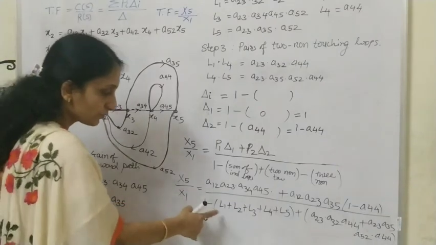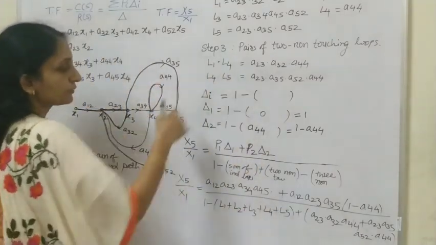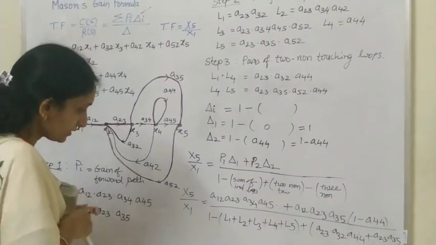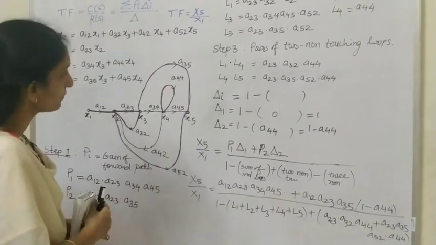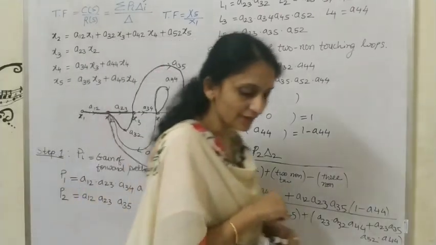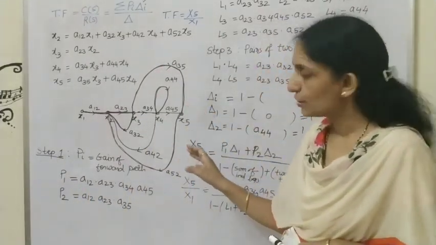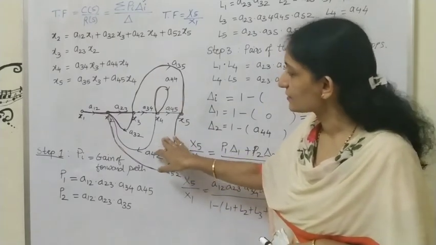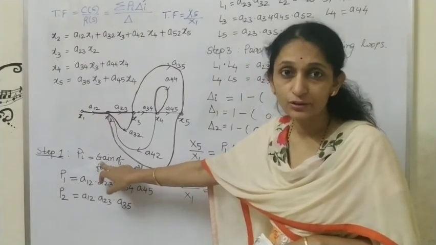So what you have to do, you have to substitute the values of L1, L2, L3, L4, L5, whatever we have calculated. I have not substituted because here space is very less. Okay, so I think you got the concept of Mason's gain formula. Okay, so see, I will revise again. For Mason's gain formula, if the equations are given, from those equations you have to draw the SFG. Next, step number 1, you have to calculate the number of forward paths and the gain of each forward path.